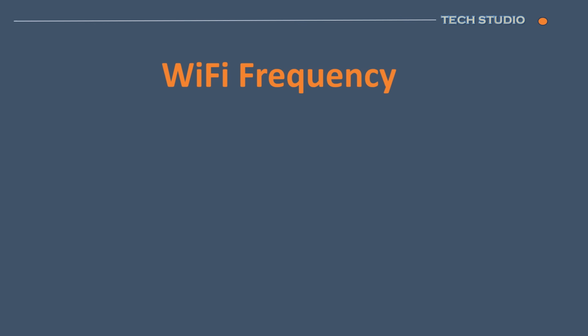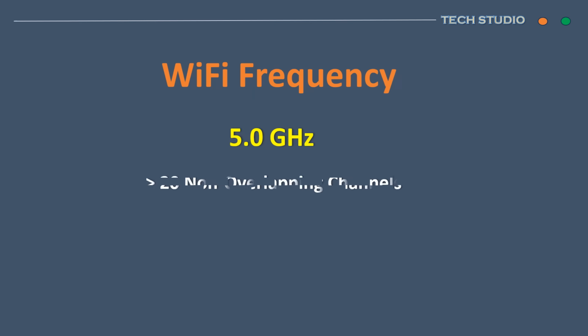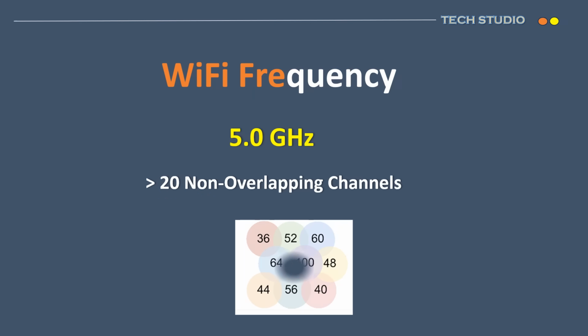To address the interference and traffic drops associated with the 2.4 GHz band, the 5 GHz band became widely adopted. It offers more than 20 non-overlapping channels, which enables higher data transfer speeds and better interference control. This makes the 5 GHz band a preferred choice, especially in corporate Wi-Fi environments.